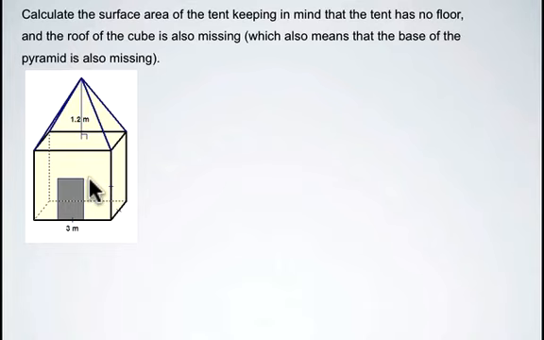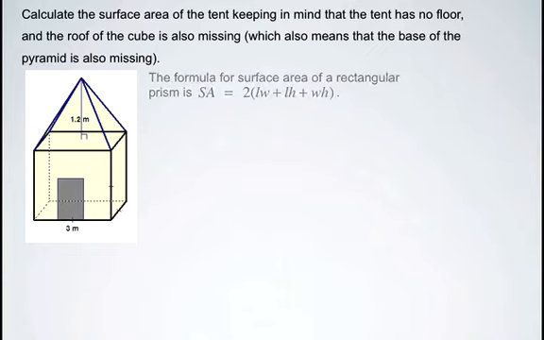So what's missing here is we have a tent with an open ceiling. So there is no top to this cube and there's no bottom to the pyramid, as well as there's no floor, so there's no bottom of the cube.